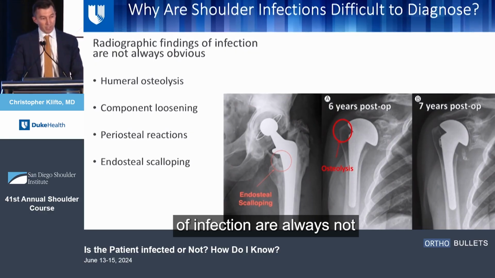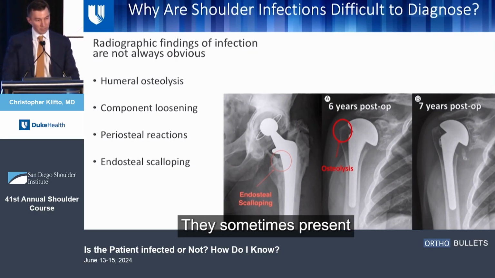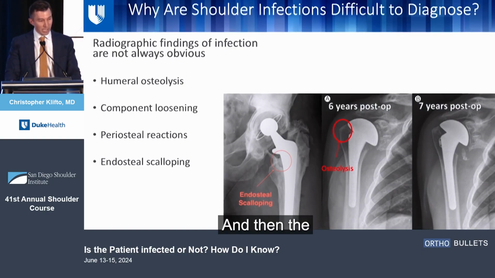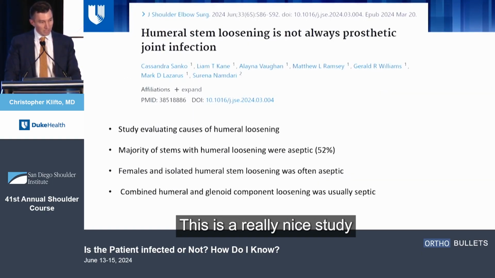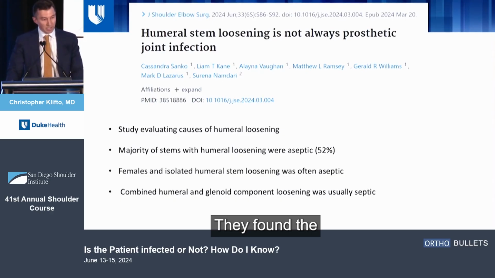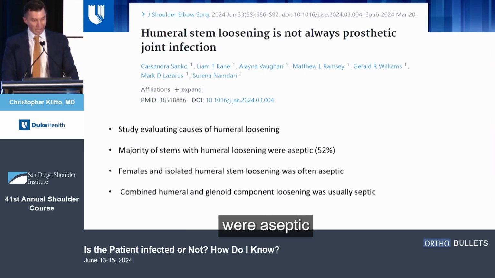Radiographic findings of infection are also not always obvious. They sometimes present with humeral osteolysis, component loosening, periosteal reactions, and endosteal scalloping. This is a really nice study by Serena evaluating the causes of humeral loosening. They found the majority of stems with humeral loosening were aseptic. Females with isolated humeral stem loosening was often aseptic as well, and combined humeral and glenoid component loosening was usually septic.